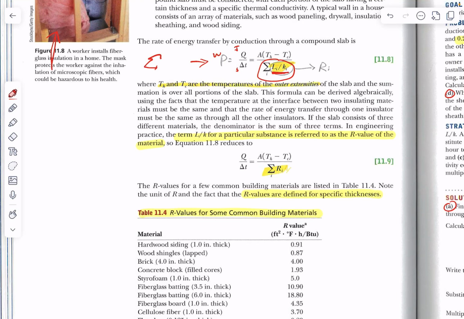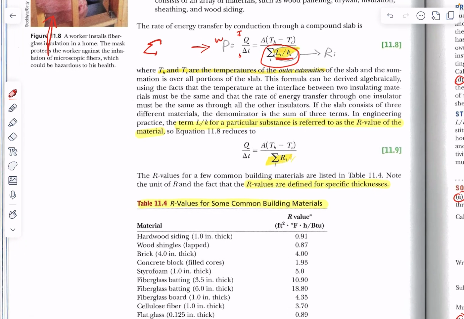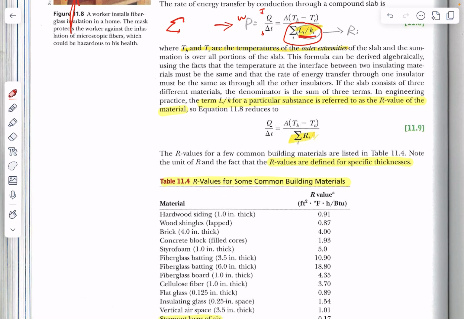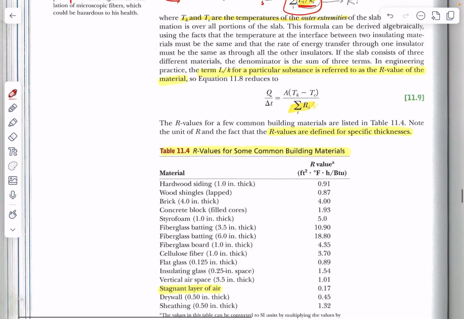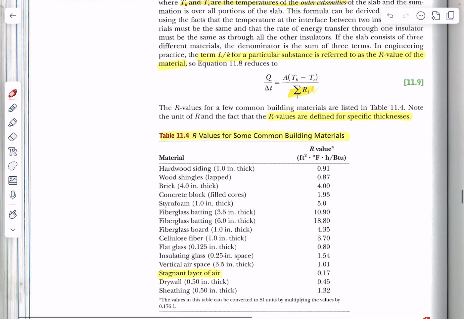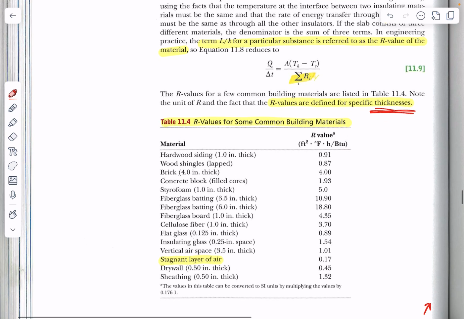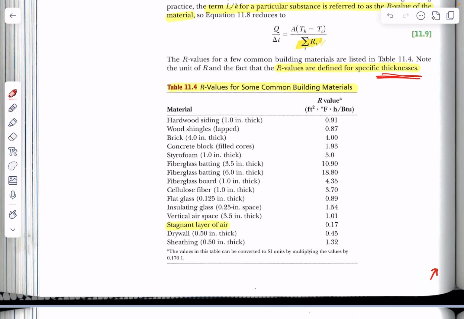So we call this L divided by K my R value. And when you go to the hardware store, for example, to buy something for insulation, you always are interested in its R value. And the R value is usually given in terms of its thickness. So, for example, fiberglass, the R value would depend upon how thick the fiberglass batting is. You can have different thicknesses of glass. You can have different thicknesses of drywall. And all of these kinds of things, therefore, would affect what its R value would be.